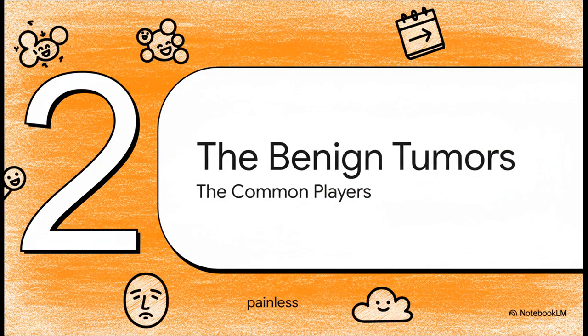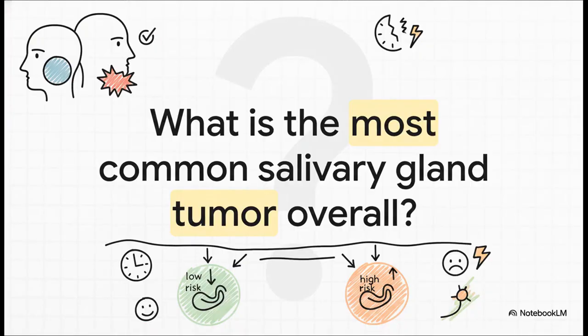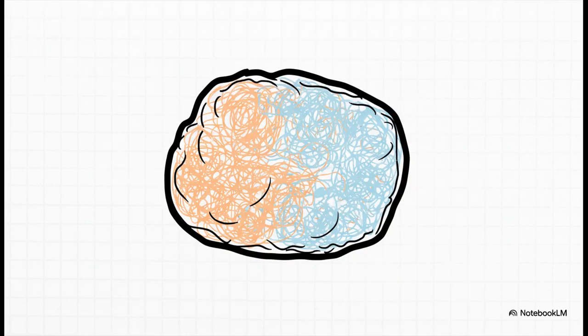Okay, so with that rule in mind, let's start with the good news first. We're going to dive into the benign tumors, the most common players on the field. So, if you had to guess, what is the single most common salivary gland tumor overall? Any ideas? The answer is pleomorphic adenoma. You'll hear this name a lot. It is the main player when we're talking about benign salivary tumors.